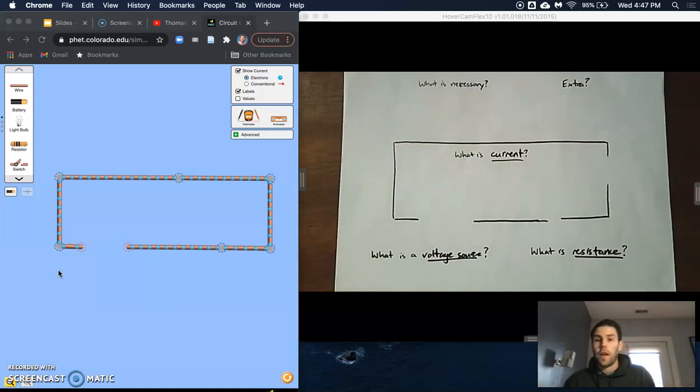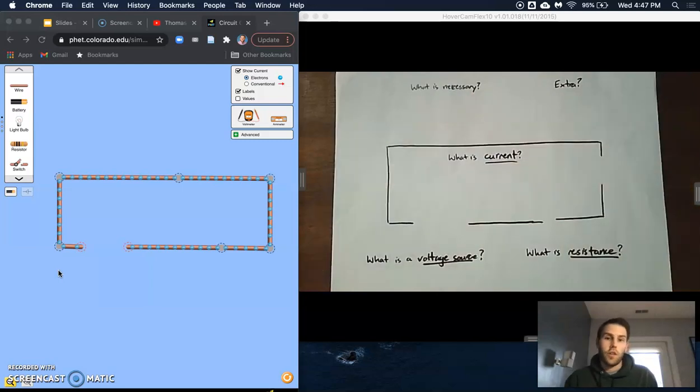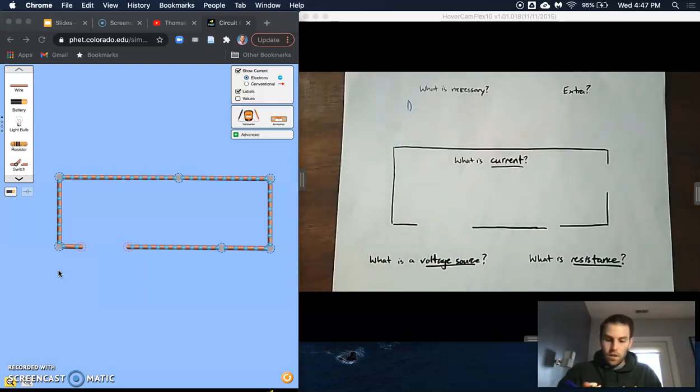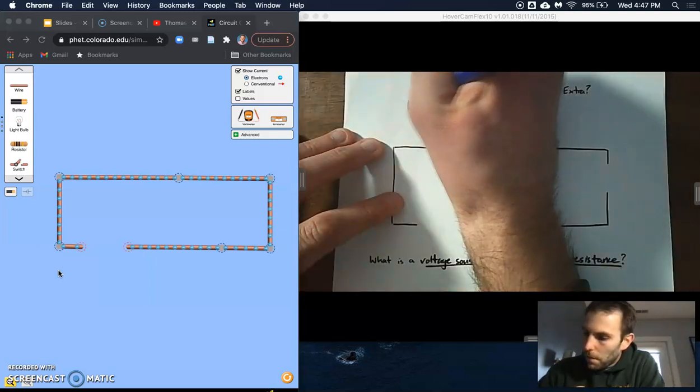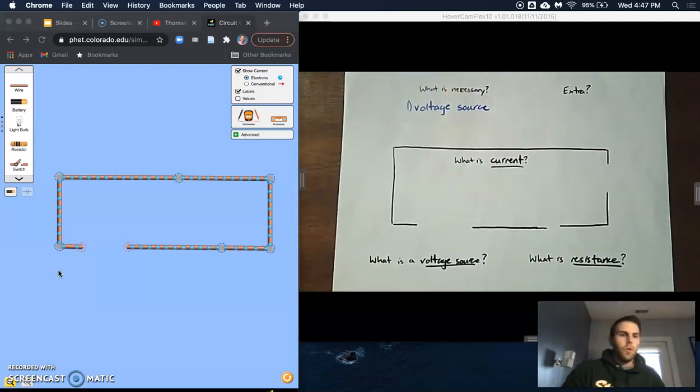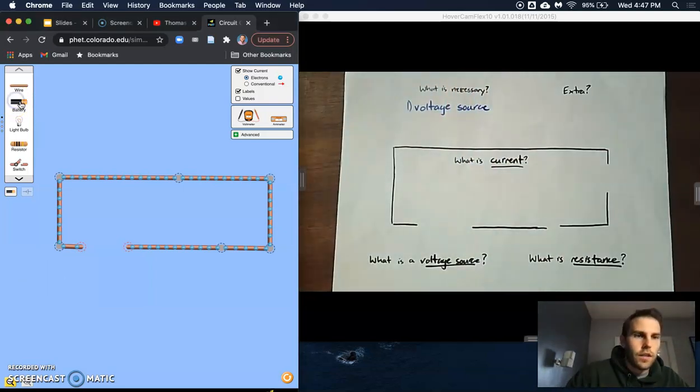And so we're going to start off by asking the question, what is necessary for electrons to flow in a circuit? The first one is going to be a voltage source. So what do I mean by voltage source? It's really just a power source, all right? In a standard circuit here, I could take this battery, hook it up here, all right?